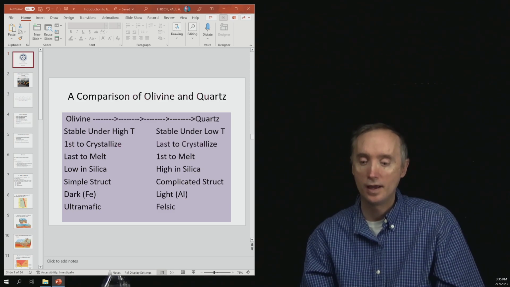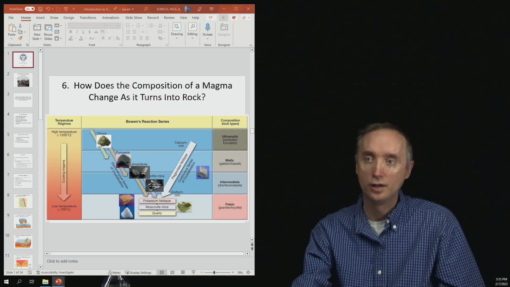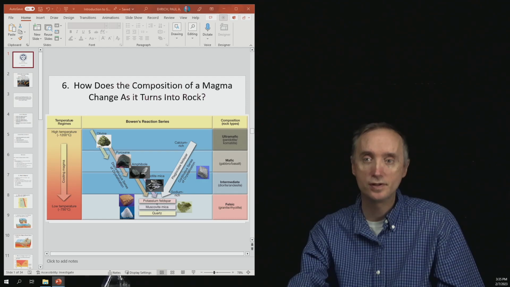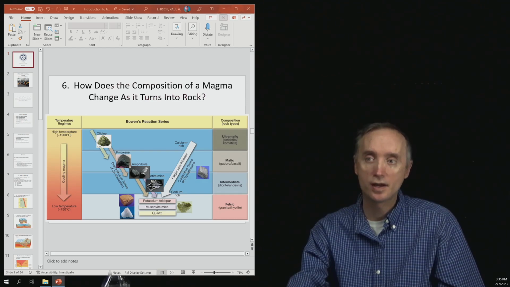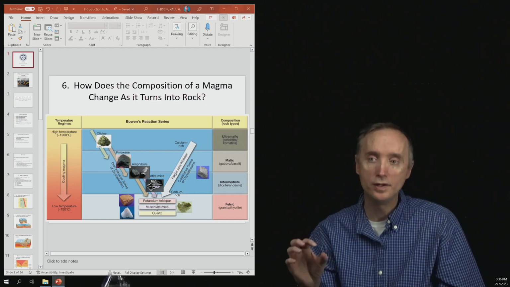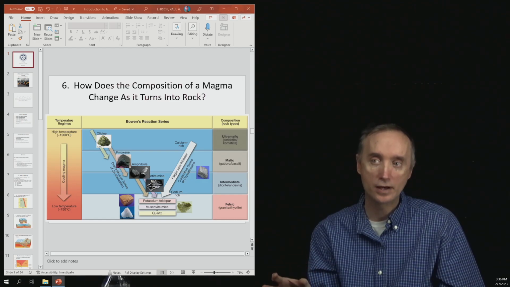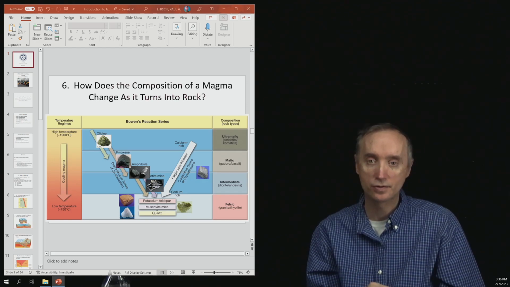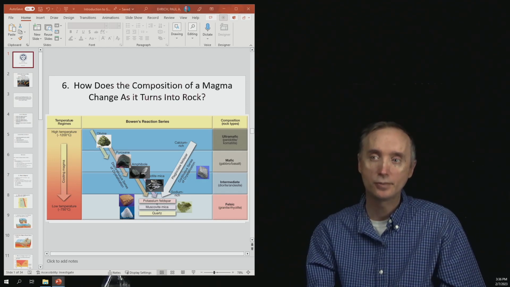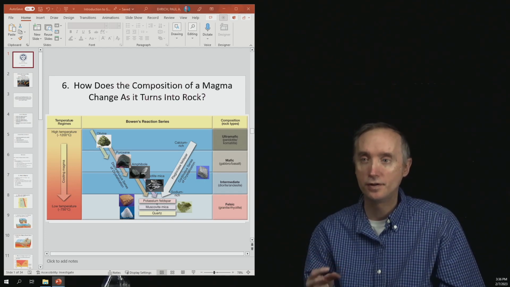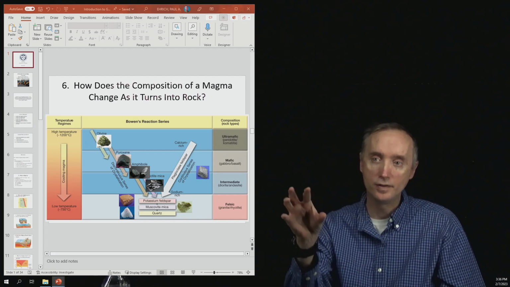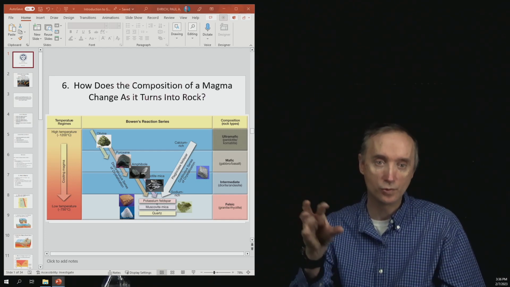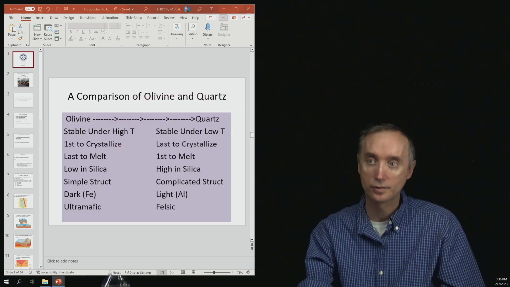Okay, I'm back, and we just got through with Bowen's reaction series, and you'll notice that olivine is at one end of the reaction series, and then notice that quartz is at the other end, at the other extreme. So let's make a comparison of the difference between olivine and quartz. And then all of these other minerals would be in between these two extremes.